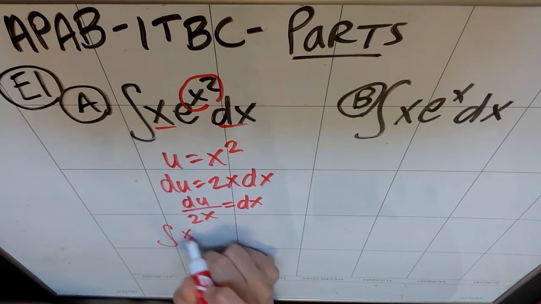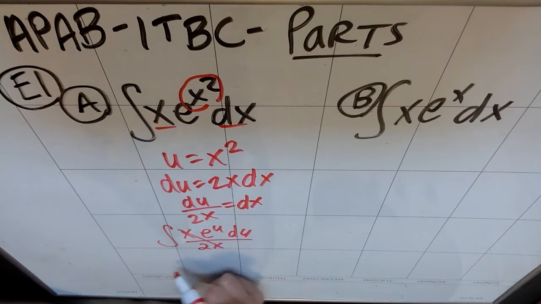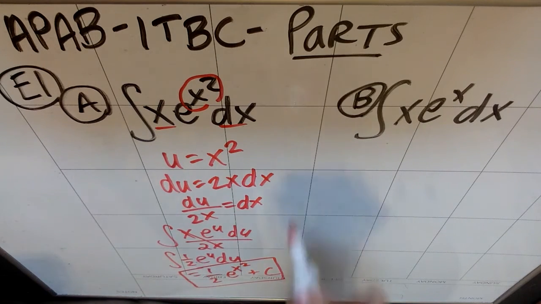But you're going to end up getting x e to the u du over 2x. The x's cancel, so you end up getting a 1/2 e to the u du inside your integrand. When you integrate e to the stuff, you get e to the stuff, so your answer is going to be 1/2 e to the u, which is x squared, plus c. So, simple u-sub, AB topic.